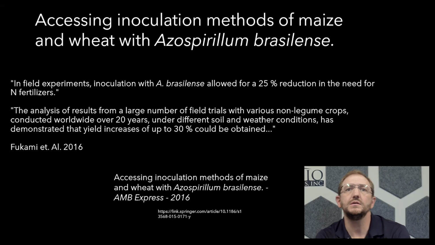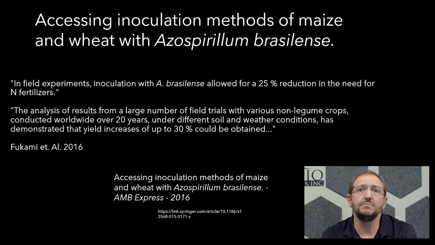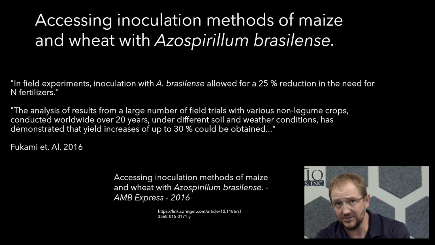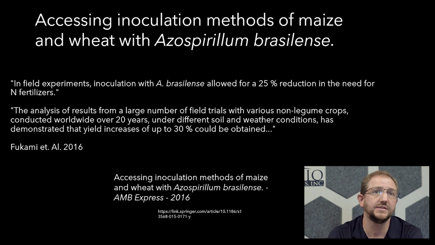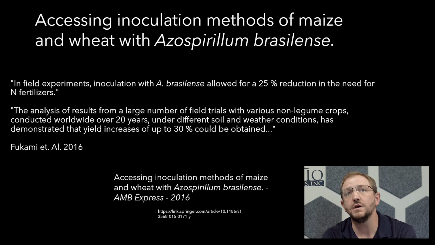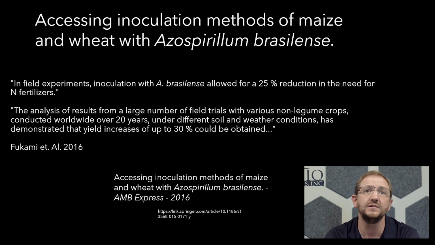Oh, absolutely. So this is research from 2016. The name of the article is Assessing Inoculation Methods of Maize and Wheat with Azospirillum brasilense, and this is from AMB Express 2016. So in-field experiments, inoculation with Azospirillum brasilense, or A. brasilense, allowed for a 25% reduction in the need for N fertilizers. The analysis of results from a large number of field trials with various non-legume crops conducted worldwide over 20 years under different soil conditions and weather conditions demonstrated that yield increases of up to 30% could be obtained.